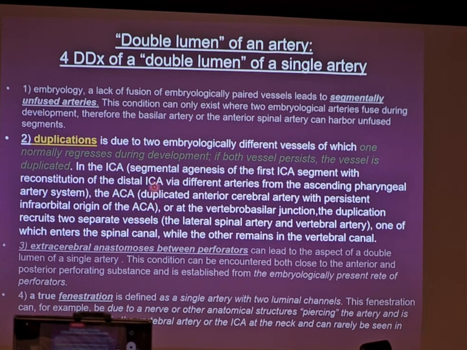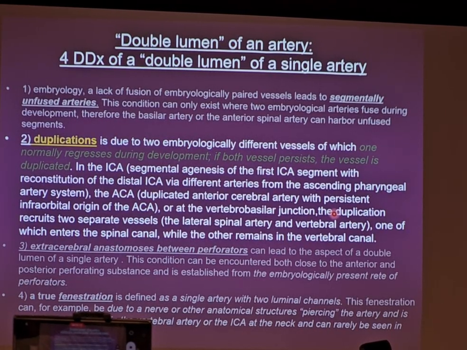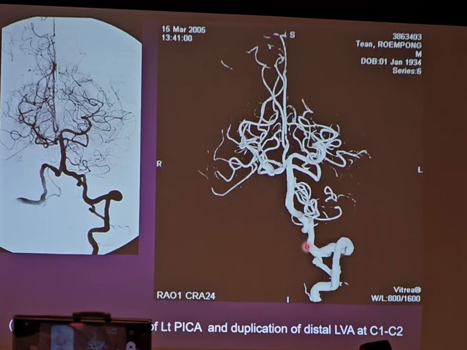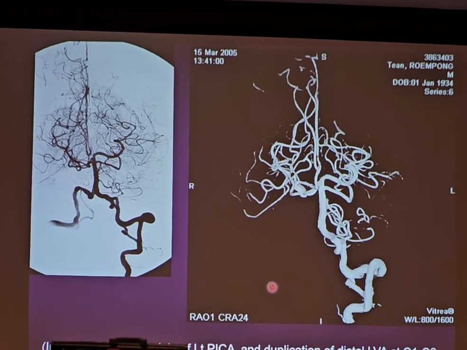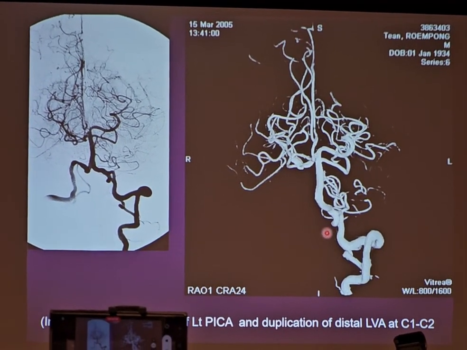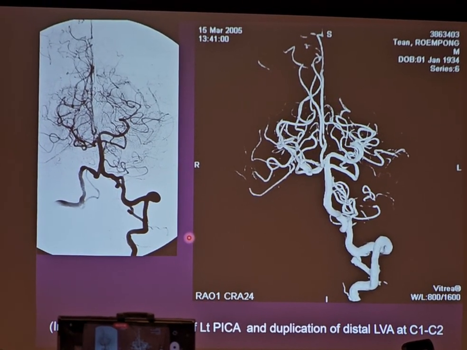Number two, what we call duplication. Duplication is due to two embryologically different vessels. The first one is the same trunk, but this one is a different vessel. Remember the diagram that I drew for you, there are a lot of channels that can persist and can be shown later on. This is called duplication because it is the persistence of the previously seen channels. So this is the number two explanation.